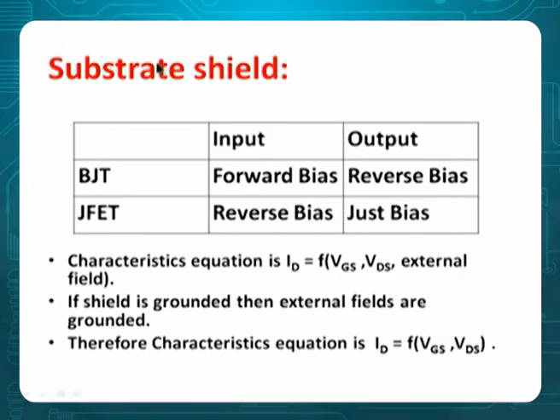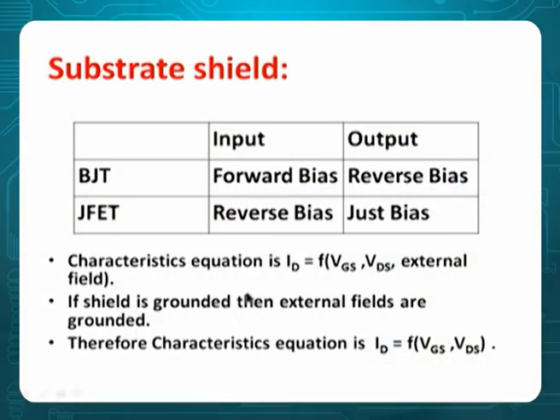Then what is substrate or shield? See, when you look at BJT, input is forward, output is reverse. When you look at FET, input is reverse, that is true. Output you can't say forward or reverse. You know why? Because there is no junction. When there is no junction, you cannot say that. You can only say biased, but we can't say forward or reverse. Then the characteristic equation: ID is a function of VGS, VDS, and external field.